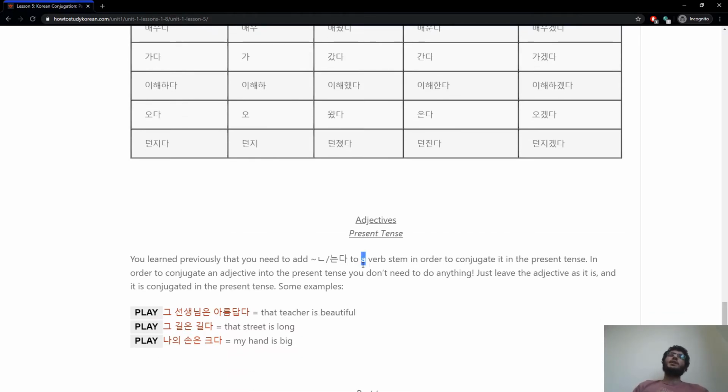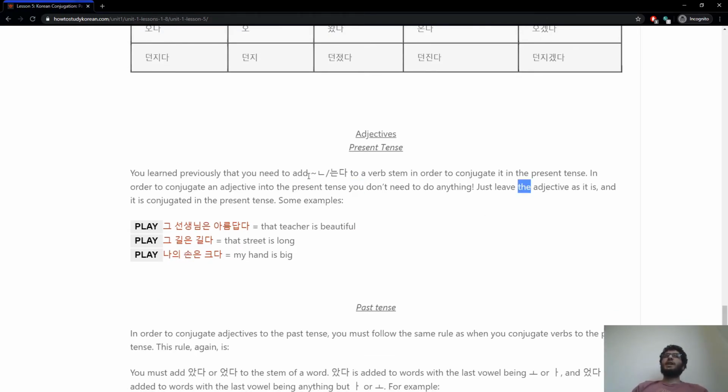Alright, adjectives. You learned previously that you needed to add 는다 or ㄴ다 to a verb stem in order to conjugate it into the present tense. Well, for adjectives in the present tense, just leave the adjective as it is. It's already conjugated. Adjectives are really easy to conjugate in the present tense. It's literally just leave them the way they are.